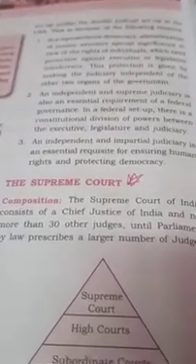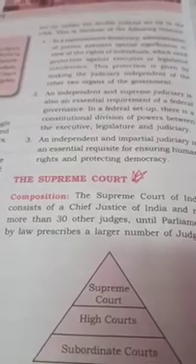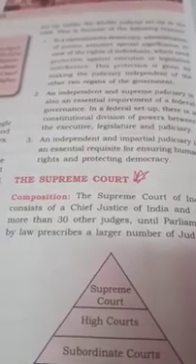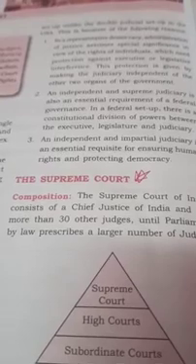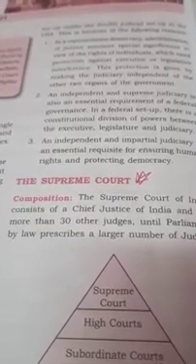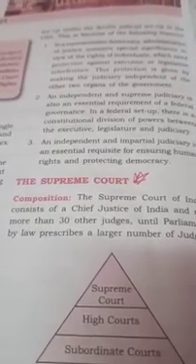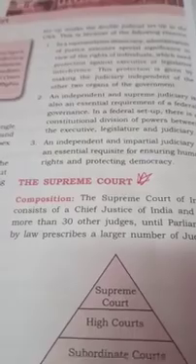Now, composition. The Supreme Court of India consists of a chief justice and not more than 30 other judges. If the number of judges is to be increased, then the Parliament can give its consent by a law with the majority. Qualification.